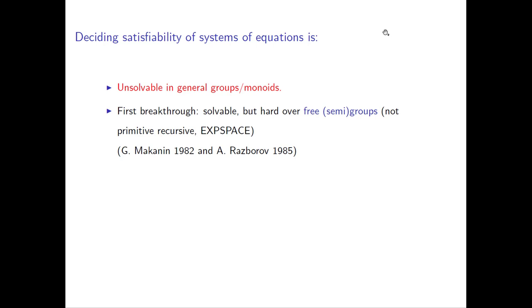So Makanin's algorithm for free semigroups and then free groups was about decidability of the solution. A very difficult algorithm in terms of complexity. Already the complexity was something like the Ackermann function. So the time complexity was huge, and the space complexity was exponential space.